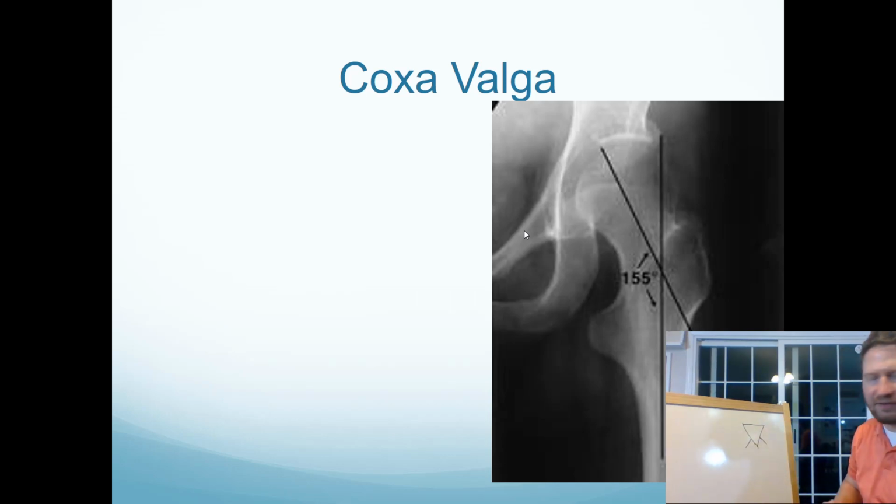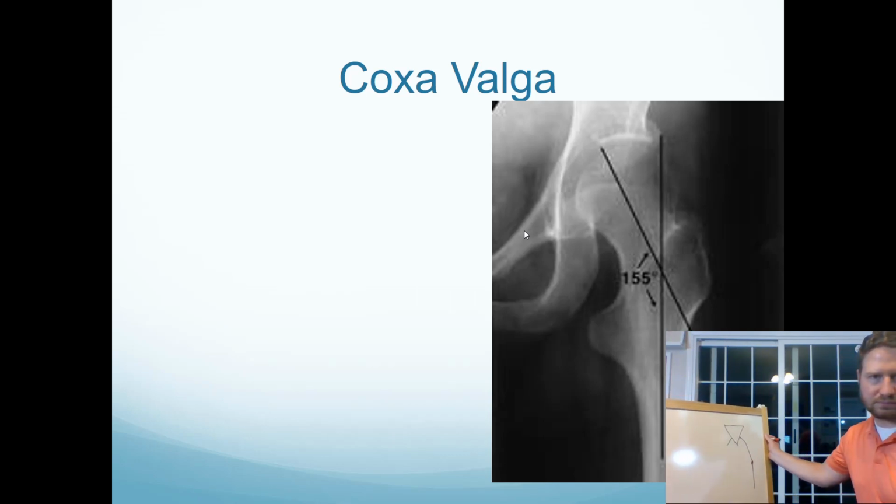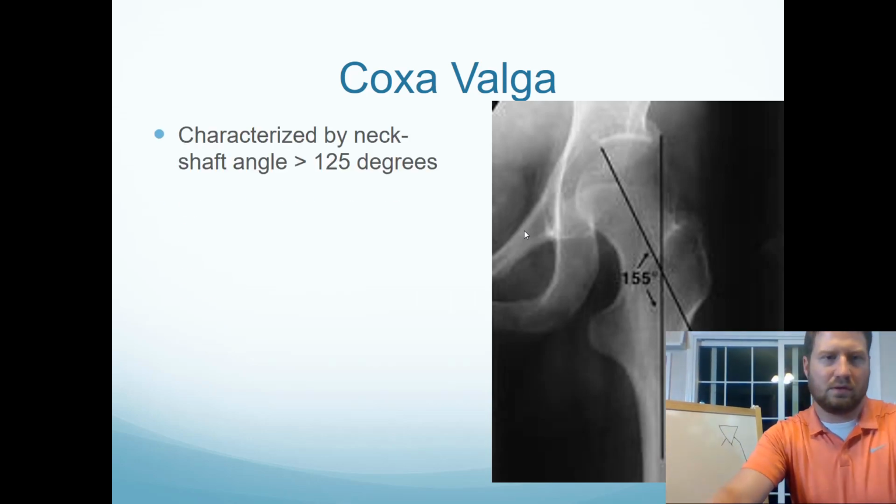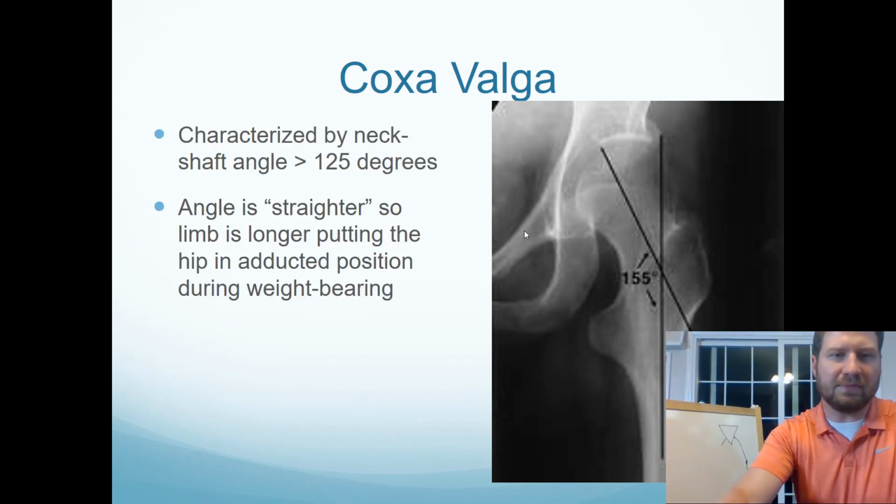Okay? If I have coxa valga, my femur is going to come out to the side. Okay? And if I have my knee, then my knee is going to come in. And you can think of this as people, as where is my horse? Is that what Jen says? I don't know. Jen will have to talk about it. Okay? So that's going to come out more. Okay? So the angle is straighter, so the limb is longer, putting the hip in an adducted position during weight bearing.